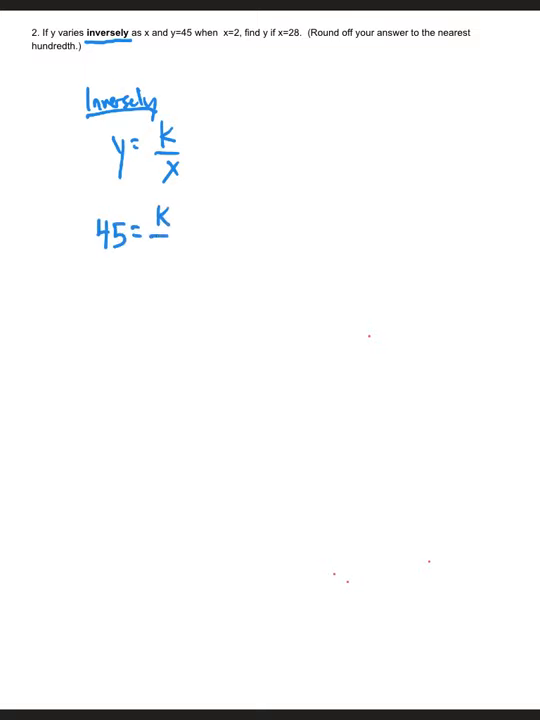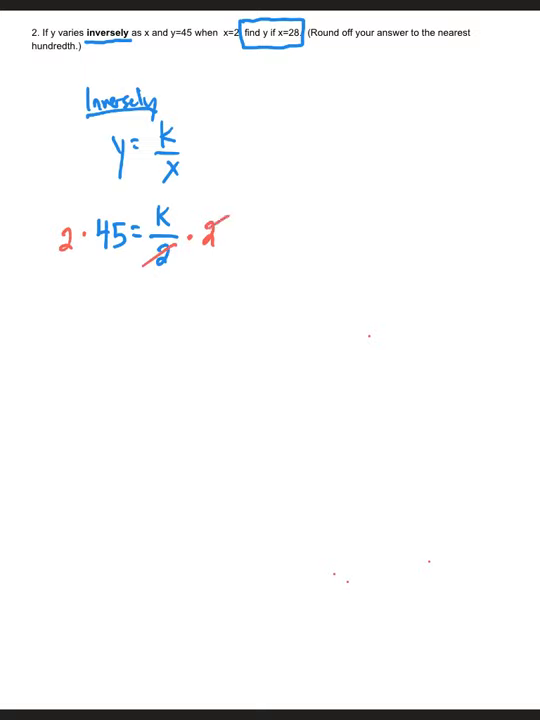K we're going to leave as k, and then x on bottom we're saying is 2. Y is 45 when x is 2. And then we're looking afterwards to find y if x is 28. So here, once we've got those in, we want to get k by itself. Since we're dividing by 2, in order to get k by itself, we just multiply by 2. Make sure you do that on both sides.